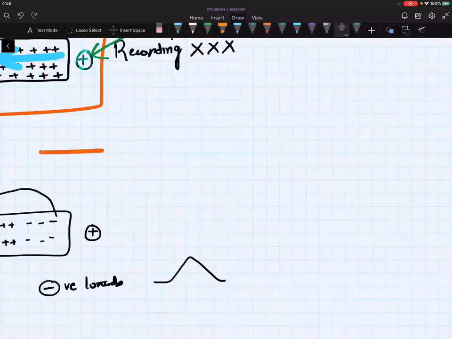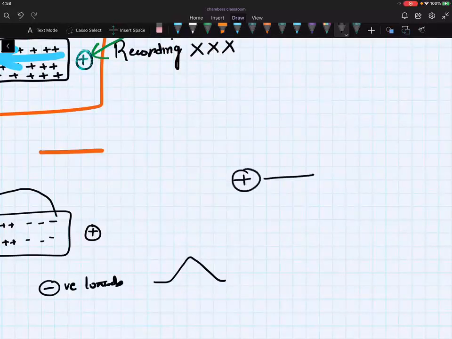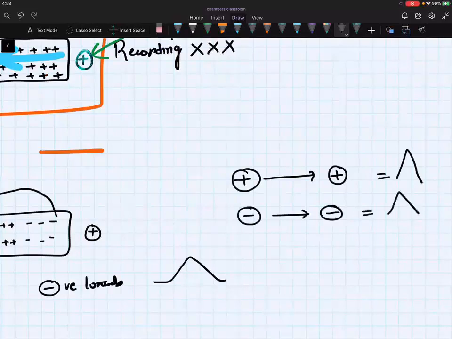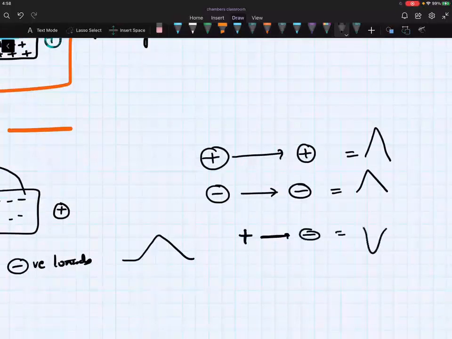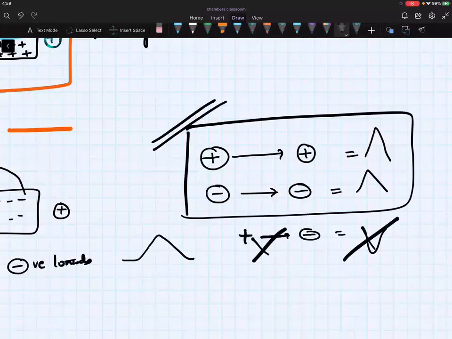Two things, definitely two things. Positive current going towards the positive electrode gives us a positive deflection. Negative going towards a negative electrode gives us a positive deflection. But positive going towards a negative electrode is the opposite. So the opposite will happen; you don't need to remember the opposite. Remember these two.